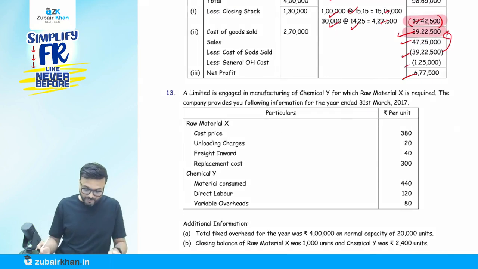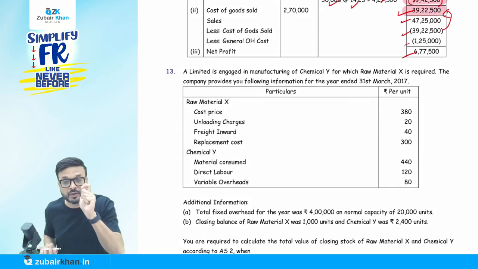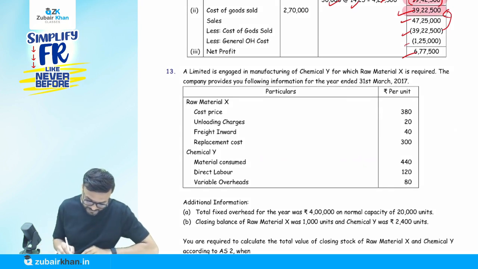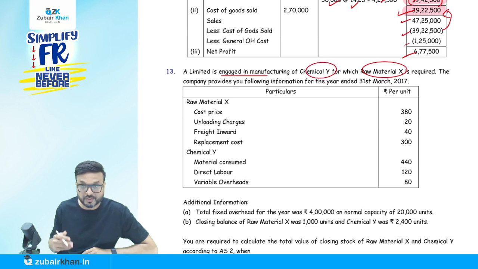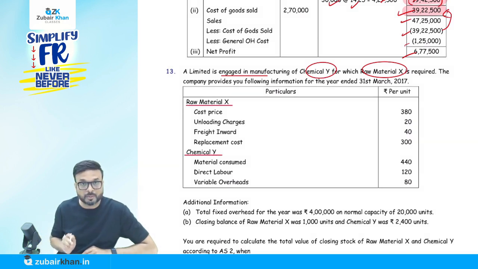Simple. Now, a very interesting point again, the raw material point is coming. Listen carefully, it is not at all difficult. You just have to listen to me carefully. Okay. Now it says, A Limited is engaged in manufacturing of chemical Y, for which raw material X is required, and Y is the finished goods. The company provides the following information for the year ended 31st March 2017: the information about the raw material and the information about the finished goods Y.